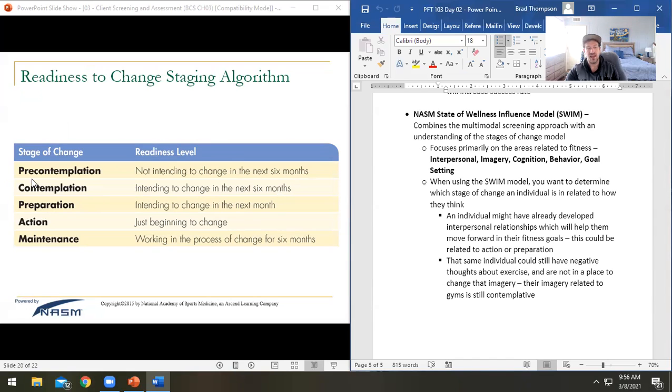So like I said, one of the best ways to memorize this, guys, one of the best ways to remember which stage is which, is to understand the timelines. So pre-contemplation, not changing within the next 6 months. Contemplation, they're going to change sometime within the next 6 month period. It could be a week from now, or well, if it was a week, it'd be preparation, but it could be like a month and a half. It doesn't have to be a full 6 month period.